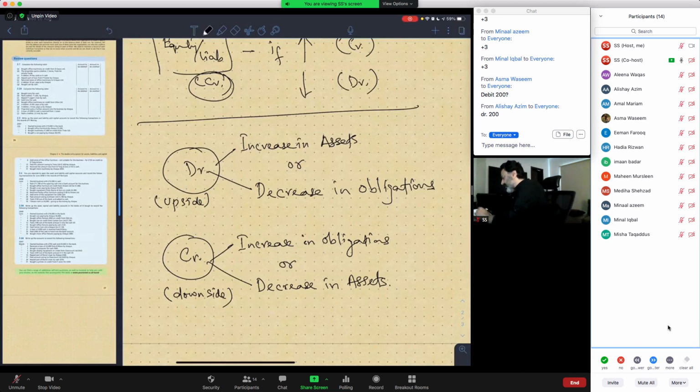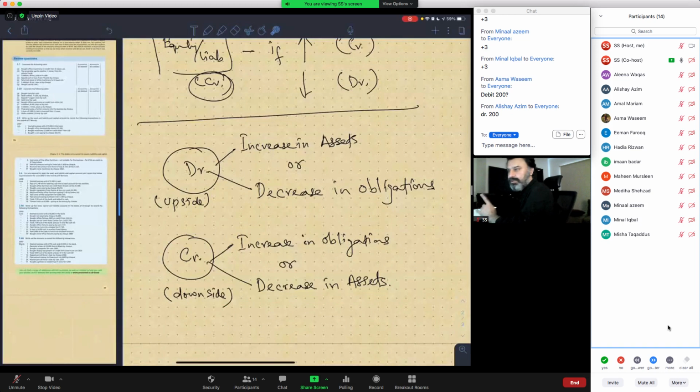So every time a transaction results in the increase of the asset or decrease in the obligation, that goes in your favor. So you're the business entity. So you can denote debit with the upside here. And you can denote the credit as the downside for you, because downside का मतलब क्या होगा? या आपकी obligations बढ़ रही होंगी या आप अपने assets को lose कर रहे होंगे.